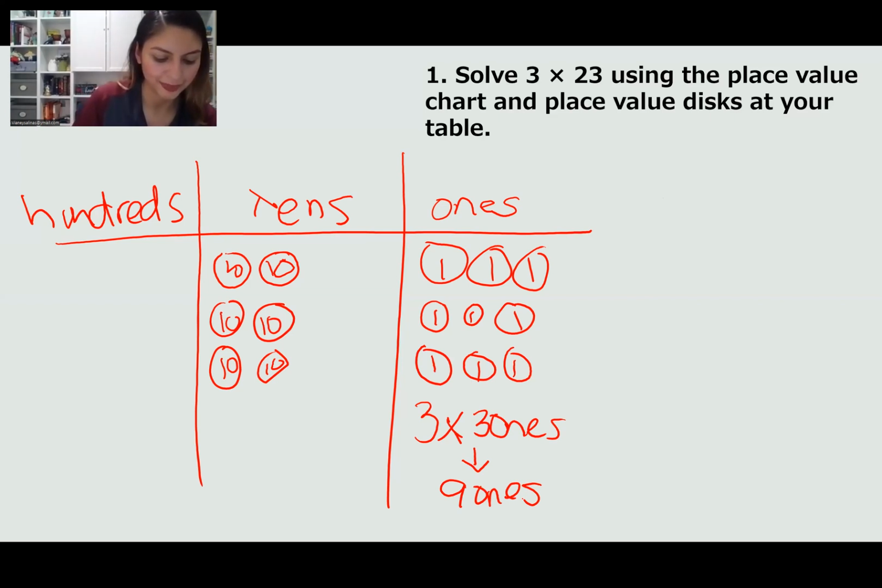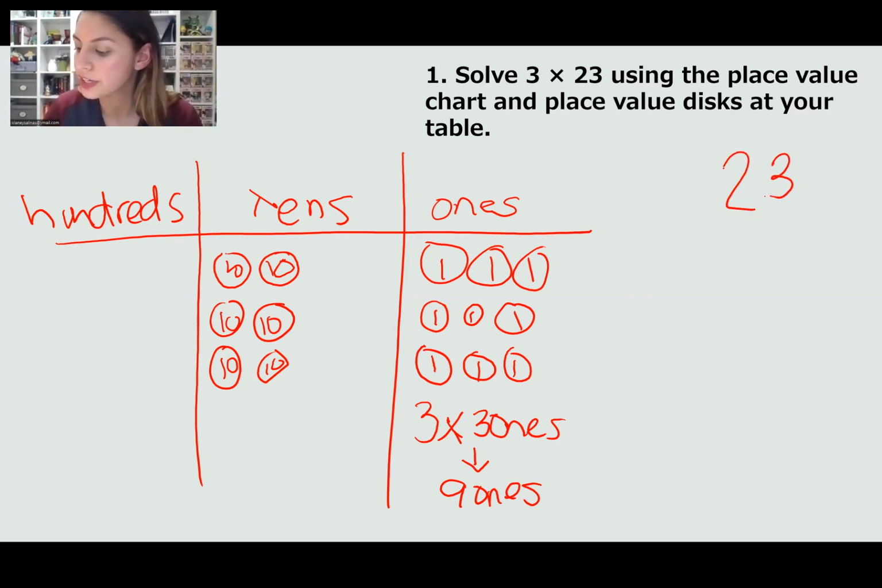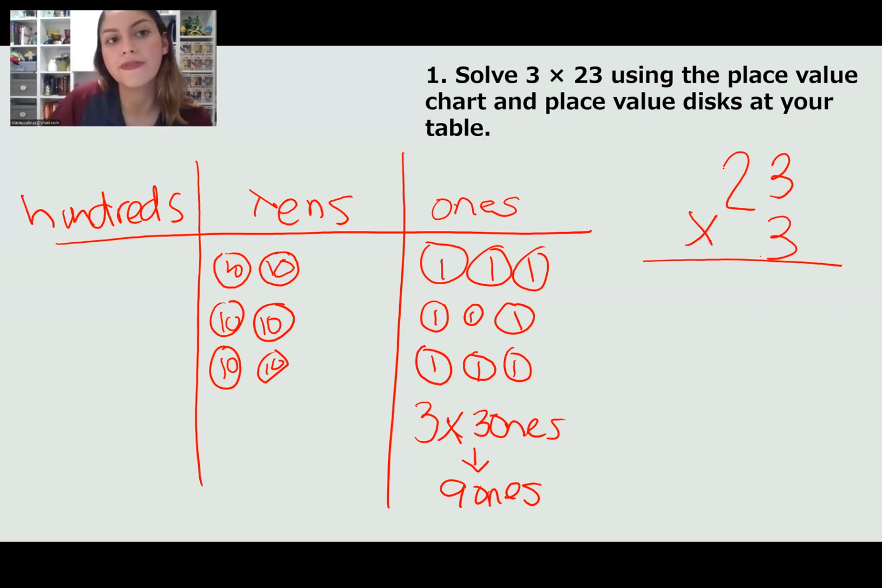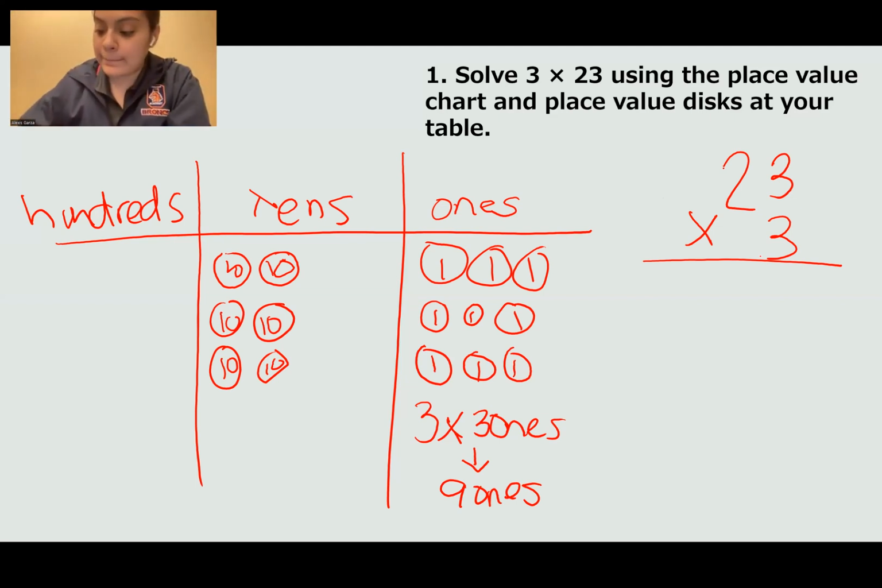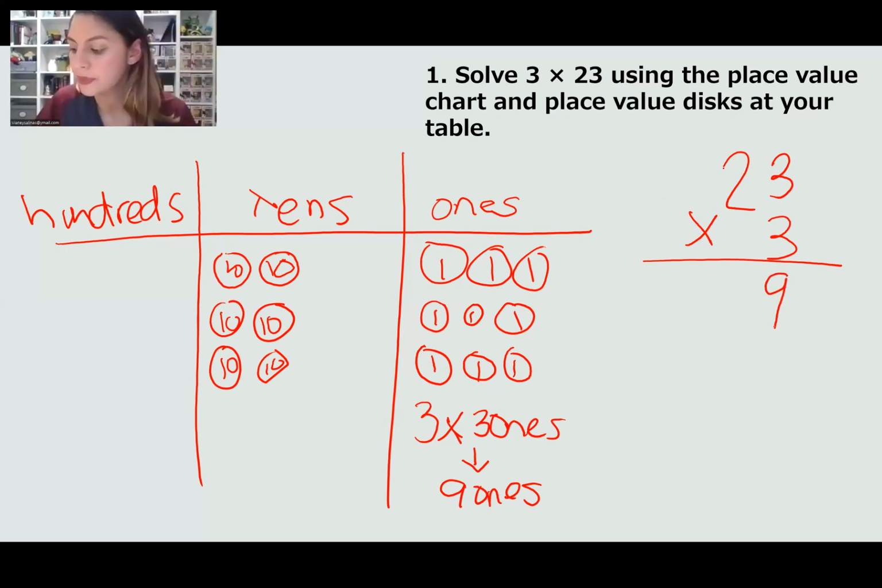Okay. Now, as we do this, we're also going to write our expression vertically. So let's draw our expression vertically: 23 times 3. And we multiplied 3 times 3 ones. What was the value of 3 times 3 ones? 9 ones. Great, so we're going to record that as 9. I'm going to put a label that we got that by multiplying 3 times 3 ones.